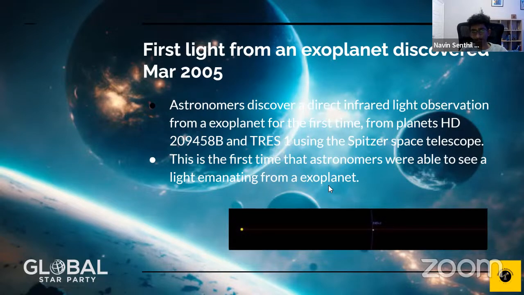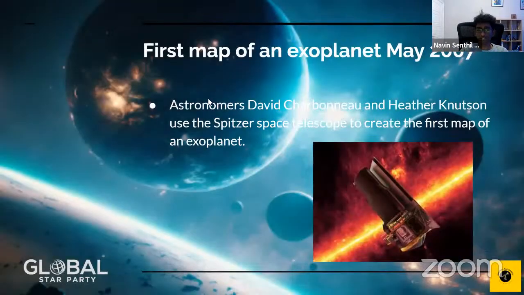Let's move on to our next event: the first map of an exoplanet, in May of 2007. The same astronomer, David Charbonneau, and another fellow astronomer, Heather Knutson, used the Spitzer Space Telescope again to create the first map of an exoplanet. This is very interesting because mapping out exoplanets is a tough thing. Spitzer is very crucial, and it's going to play a huge role in the study of exoplanets.